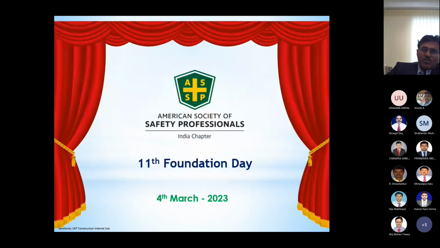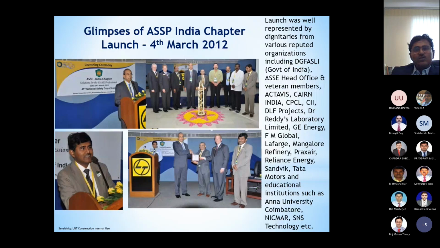So this was the event. You can see Mr. M.R. Shankar, the Executive Vice President and Head of Hydrocarbon Construction and Pipelines at that time. A very senior man, very supportive of safety and quality and other corporate governance chapter items. So very nicely decorated it was there.